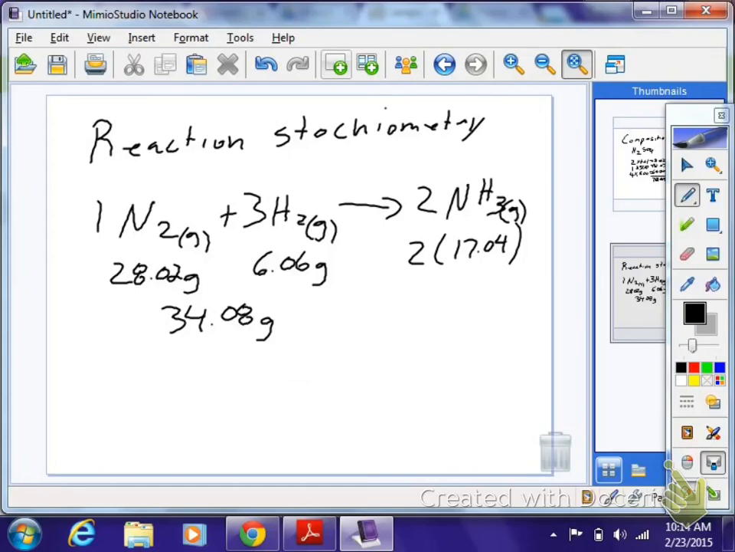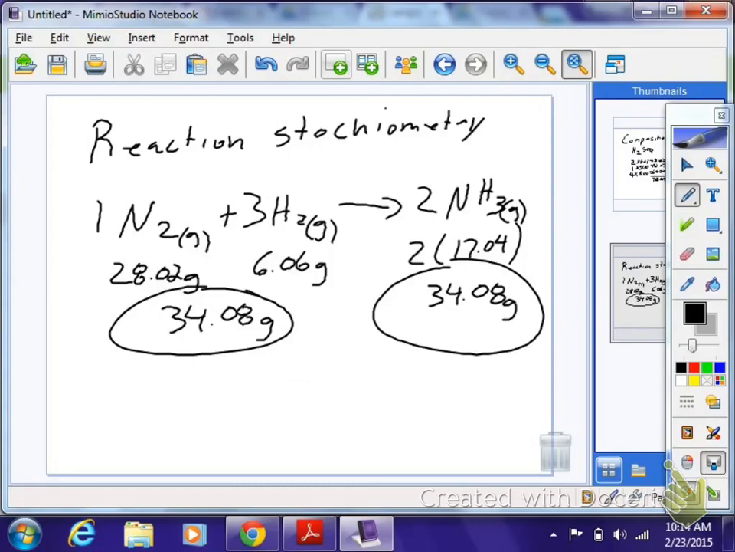So when we do that, we had 2 moles of it, that would be 34.08. They equal. And so we know that when we do a balanced equation, we're proving the law of conservation of mass every time. The weight on the reactant side will equal the weight on the product side every single time when we do that. Okay?